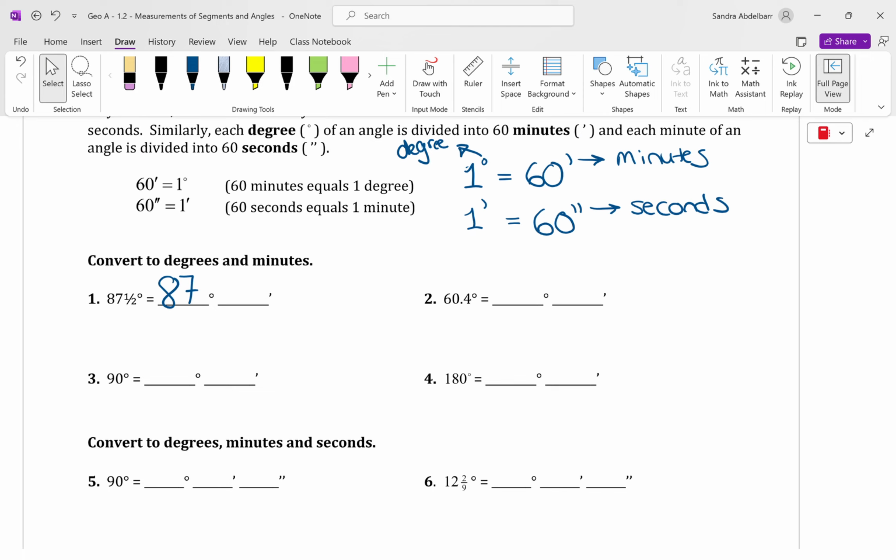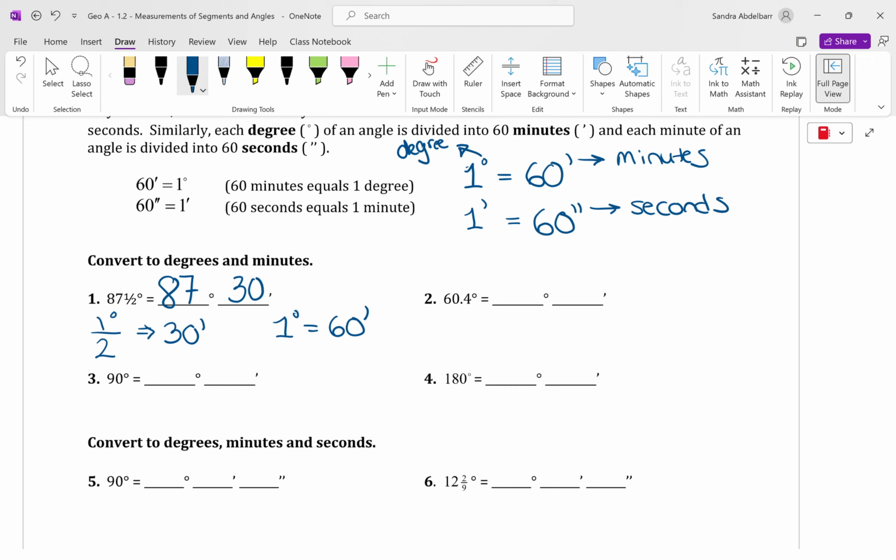All right, so you keep the whole number as it is. And then what you're going to do is take the fractional part and change it into minutes. So I'm going to take a half. Now, we could figure this out pretty easily, right? If 1 degree equals 60 minutes, what do you think half a degree is going to equal? 30 minutes, exactly. If 1 degree is equal to 60 minutes, half a degree is going to equal 30 minutes.